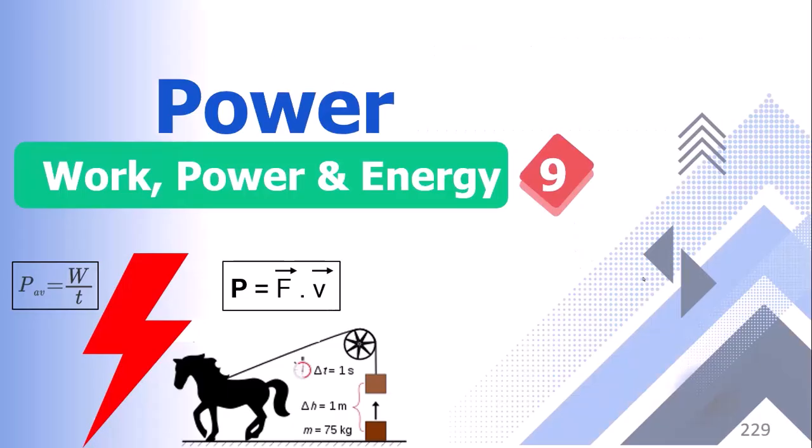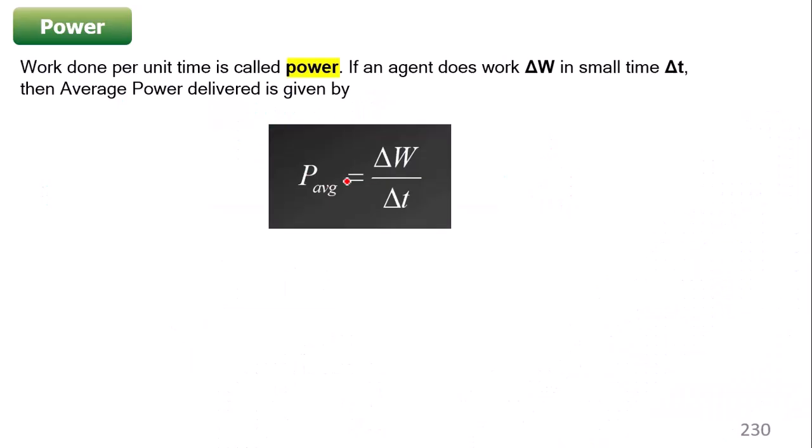So today's topic is power. This is the last topic of the work, power, energy chapter. Power we have to calculate based on the force applied on the body. So what is power? Power is defined as the rate of work done.